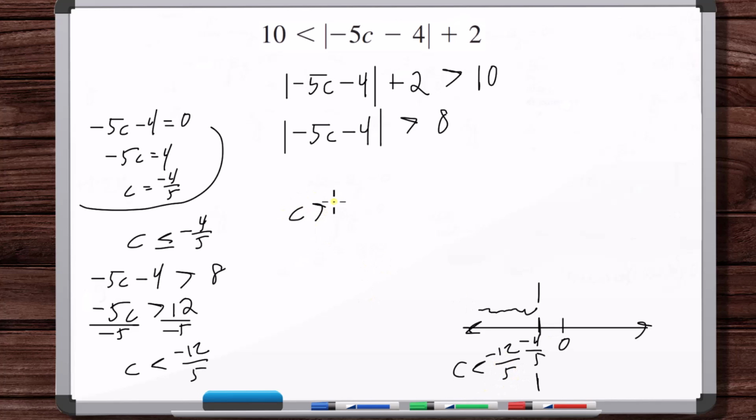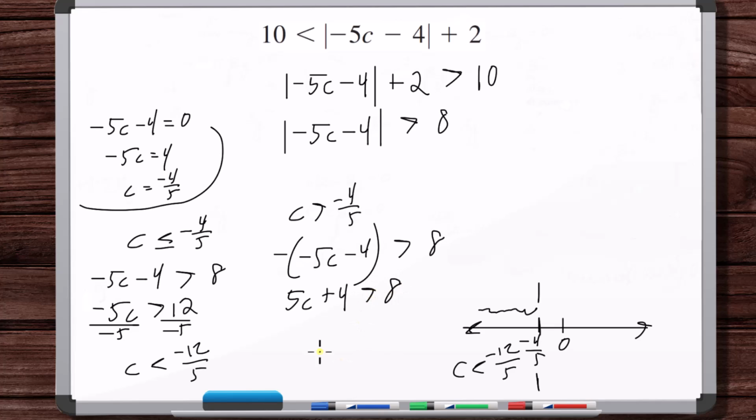Okay, now what about when c is greater than minus 4/5? In that case, this will always be negative. So we do, okay, 5c plus 4 is greater than 8. 5c is greater than 4. c is greater than 4/5. So where do these cross? c is greater than 4/5. c is greater than minus 4/5. That's going to cross where c is greater than 4/5.